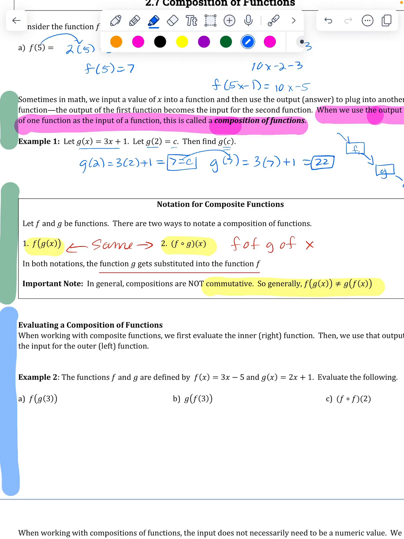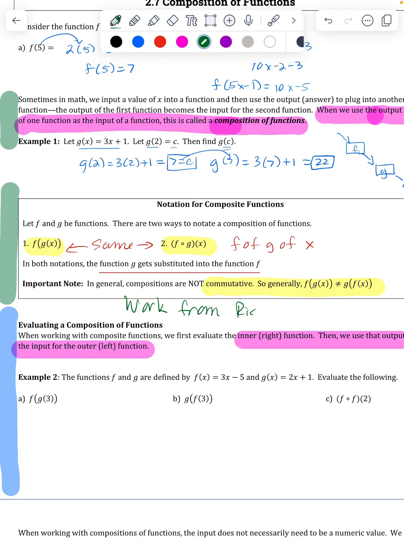When working with a composite, you first evaluate the inner or right function, and then use that output as the input for the outer or left function. So maybe jot yourself a little note in plain language: work from right to left. And if they're written with parentheses, you're working your way from the inside out.